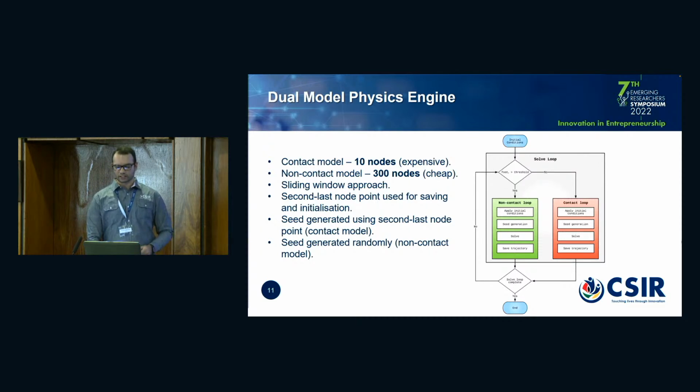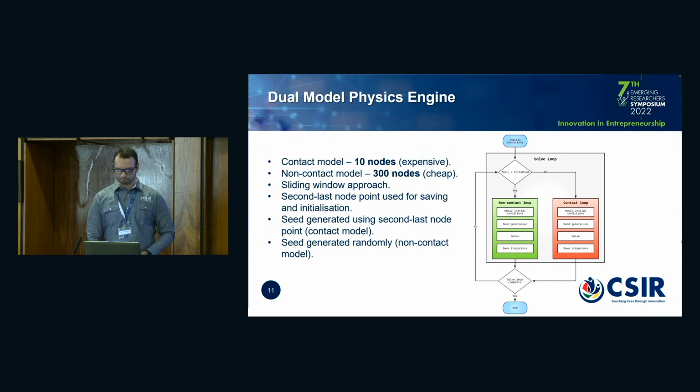The contact model makes use of 10 nodes, and the non-contact model makes use of 300 nodes. So the non-contact model is very expensive computationally, and we would rather run multiple iterations of these 10 nodes than one iteration with a large number of nodes. The physics engine is implemented using a sliding window approach. You can imagine that this is a window that is slid over time, and each time that you slide it over, it is solving that short time period, and you just repeat this process.